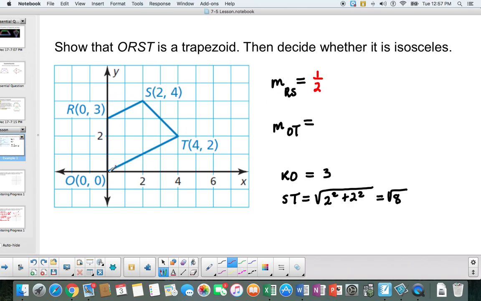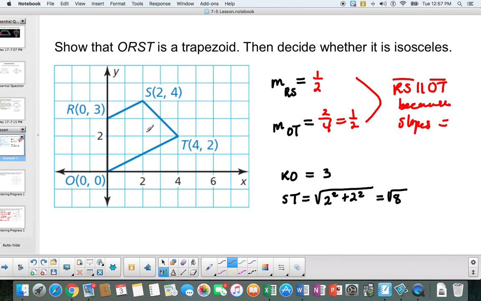And the slope of OT is rise 2 over 4. So this is 2 over 4, which is 1/2. Now these slopes are equal, so this tells me that these are parallel because the slopes are equal.